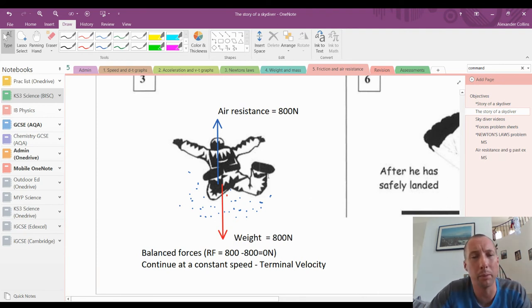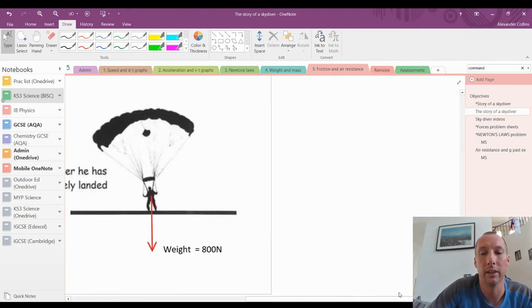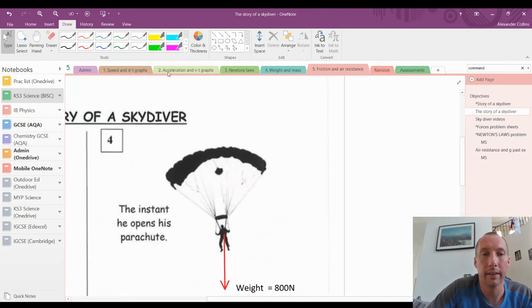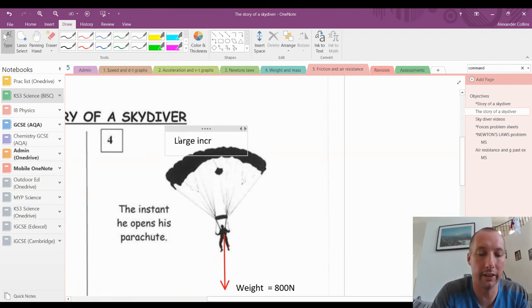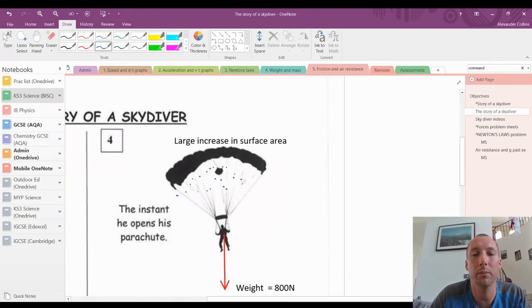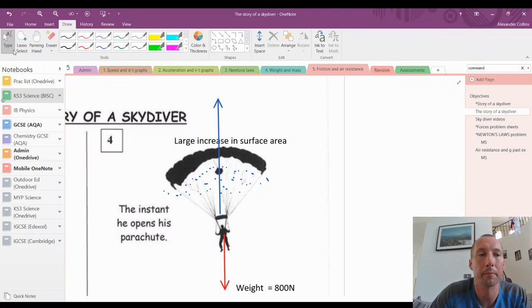Now, this terminal velocity is going to be pretty fast. If the skydiver hits the ground at that speed, then they're going to get squashed. So what the skydiver does, we go up to number 4, is they open their parachute. Now, when they open their parachute, suddenly we get a large increase in surface area. And this is the whole point of the parachute. What that means is that suddenly, because we've got this huge surface area, there's way more air particles that we can hit at the same speed. So all these air particles are suddenly going to be acting upwards, and our air resistance is going to become huge.